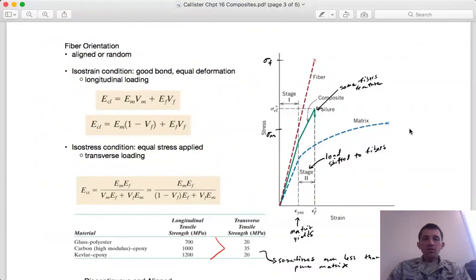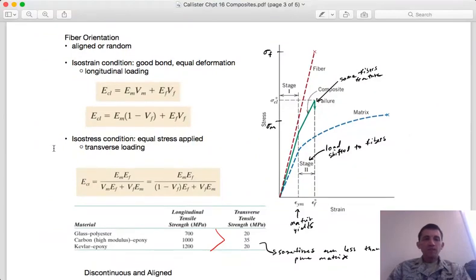And within a polymer reinforced or fiber reinforced composite, there are two main conditions that you can be under: isostrain and isostress. Now, the prefix iso means the same, kind of like isotropic properties means the same in all directions. So isostrain means that the matrix and the fiber are under the same strain. And so they are being elongated together, which means that there's a good bond. If they're not bonded together, then they're not going to elongate together. They're not going to deform together.